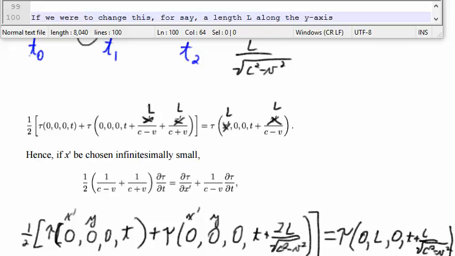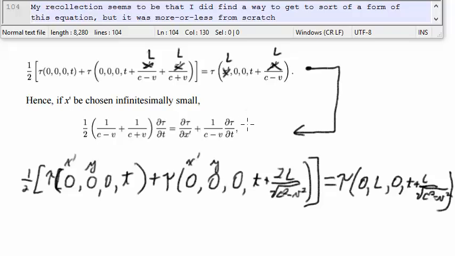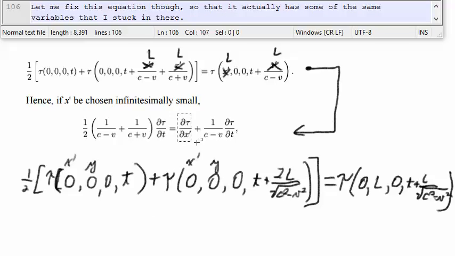So now I'm trying to remember whether I actually found a way to get from this equation to this equation. My recollection seems to be that I did find a way to get some form of this equation, but it was more or less from scratch. Let me modify this equation, though, so that it actually has some of the same variables that I stuck in there. The L, namely.